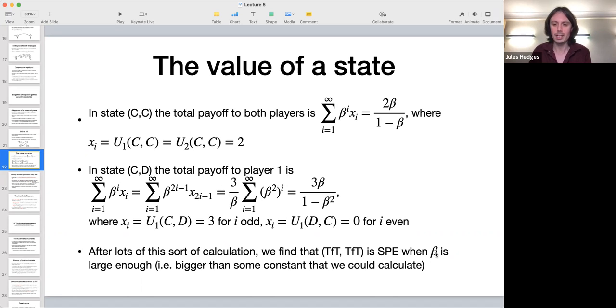If beta is small, it means the players are very impatient, so it can become better for them just to defect in the first round and then take the punishment after that. But if beta is high enough, then we will find that this is a subgame perfect equilibrium. You see, these calculations are not so easy. Even though I've done everything I could to make it as easy as possible, these calculations are still kind of tricky.